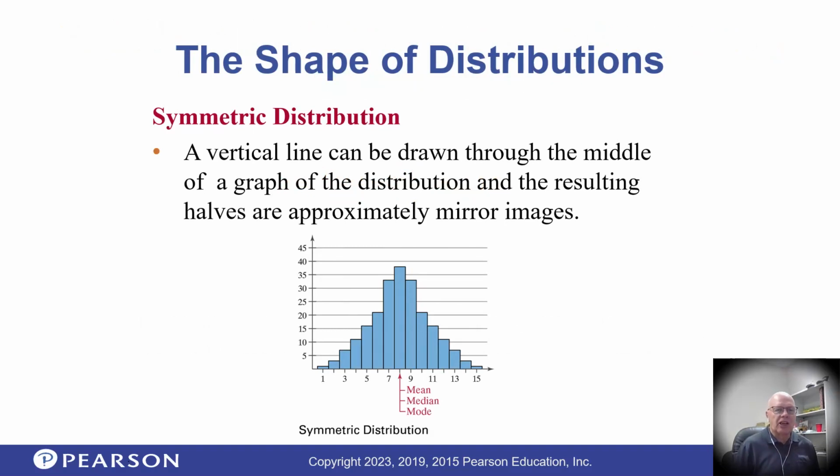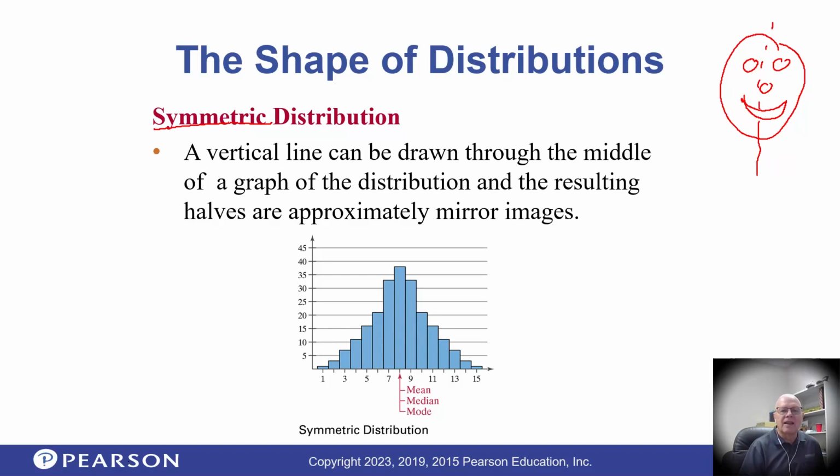Now we're going to talk about shapes and symmetric distribution. If you have any idea what symmetry is, it means, for example, let's take someone's face. If the left-hand side is a mirror of the right-hand side, then you've got symmetry. Well, the same thing is true with distributions. If the left-hand side of the distribution looks like the mirror image of the right-hand side, then it's a symmetric distribution.